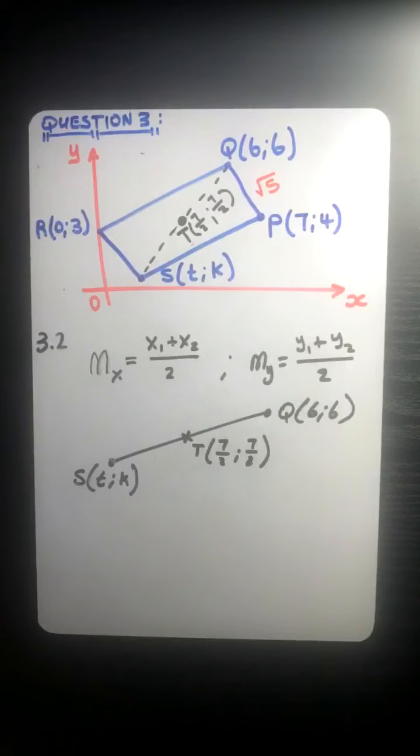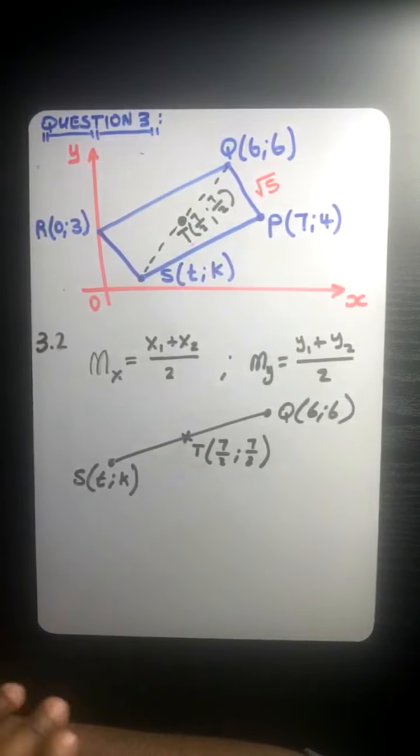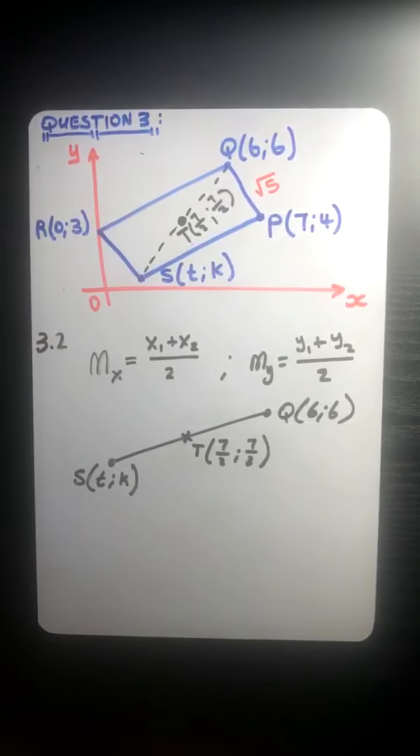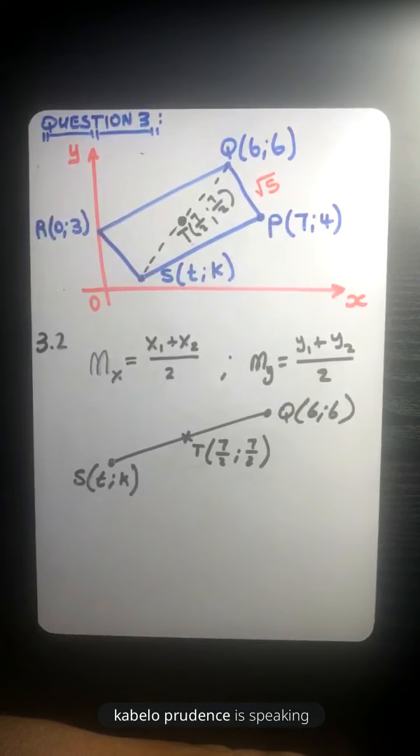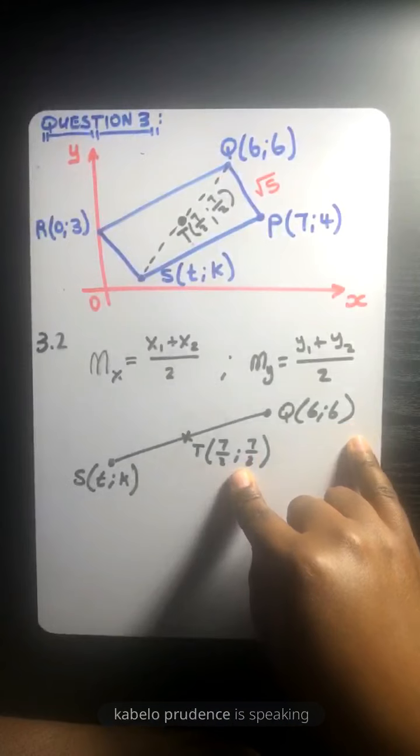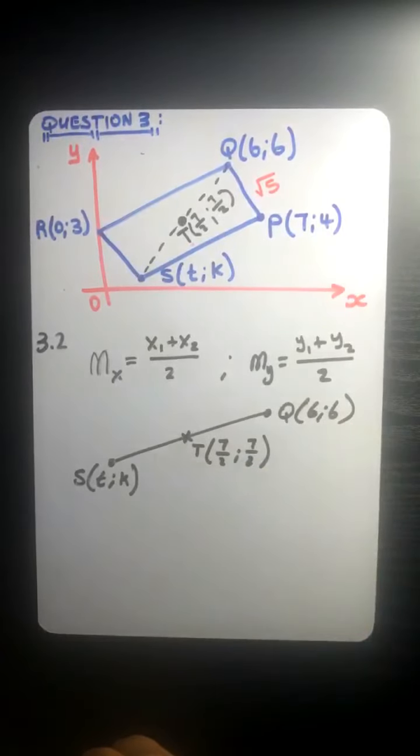So I say we use Q and S. We'll make Q our X1 and Y1, and S will be our X2 and Y2. What about T? So I think S, since T is already given to us. Okay, noted. Prudence was speaking there. Prudence, what are you saying? I was thinking of using Q and T because we can mix numbers and letters. Okay. Maybe, Prudence, let's discuss it.